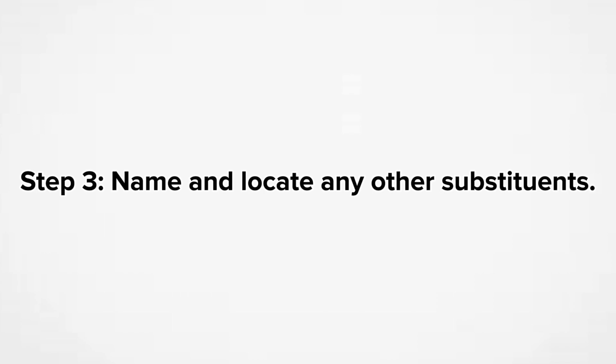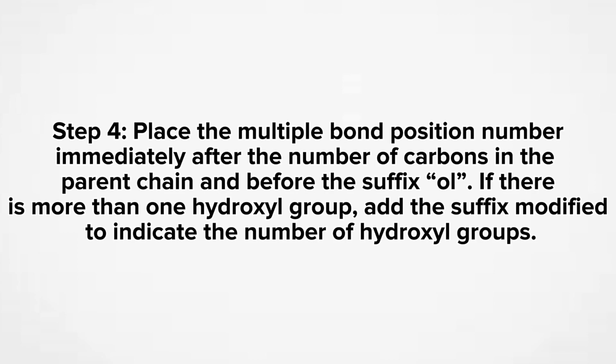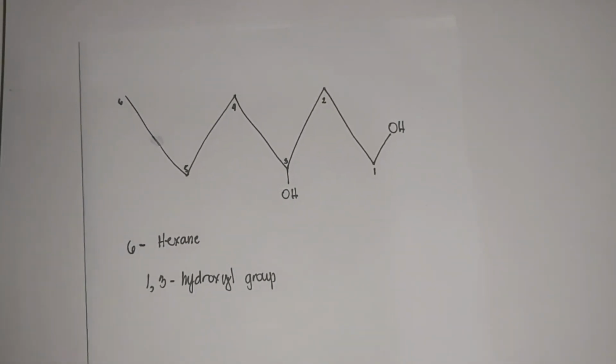Step 3, name and locate any other substituents. Step 4, place the multiple bond position number immediately after the number of carbons in the parent chain and before the suffix OL. If there is more than one hydroxyl group, add the suffix modified to indicate the number of hydroxyl groups. So we have an example here.